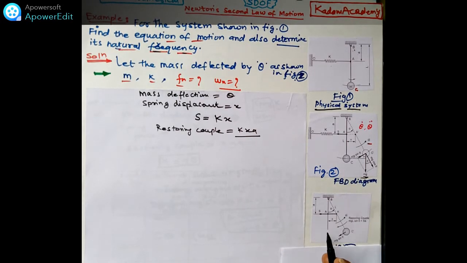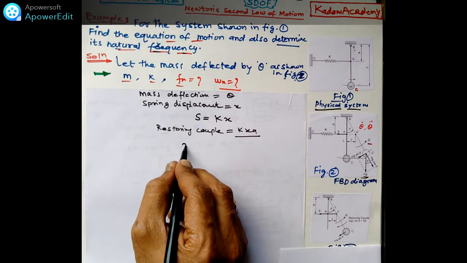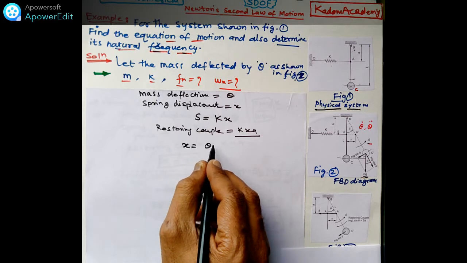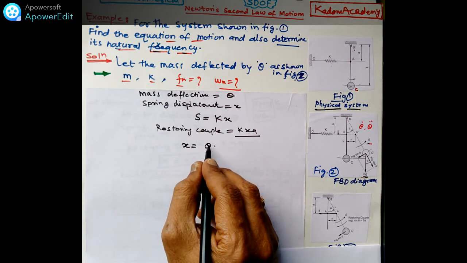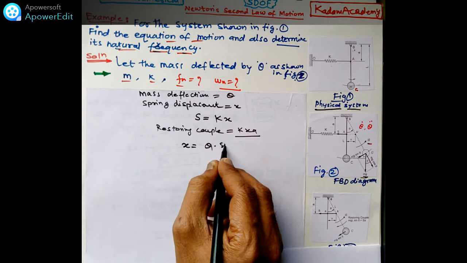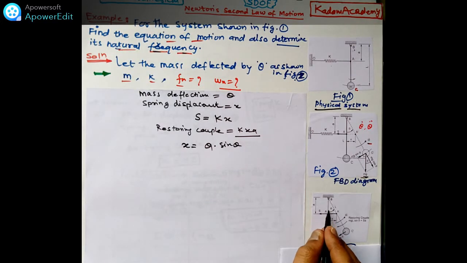It is shown on this diagram also. See, this is the mean position. This is the deflected position by angle theta. S is the spring force, deflected by distance x. See, this is a right angle triangle. From this triangle we can find out the value of x. x becomes a into sine of theta, where a is this distance.